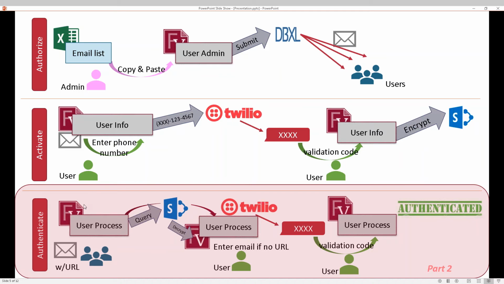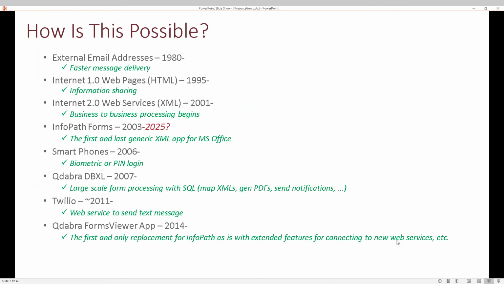The final step then is once they have activated, they can actually go through the process of filling out a form. And this is the user process form. It's a survey. They get a URL in an email. They click on it. They validate who they are by entering their email. If they don't have a specific URL, so you entered your email, you entered the last 4 digits of your phone, and once again, we text you a code that you use to authenticate yourself. So that's a pretty simple process.